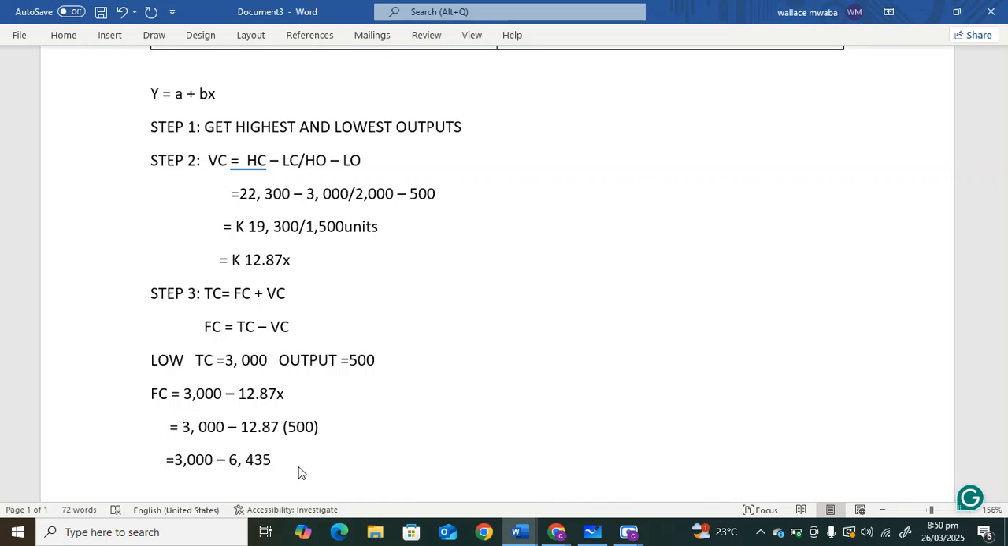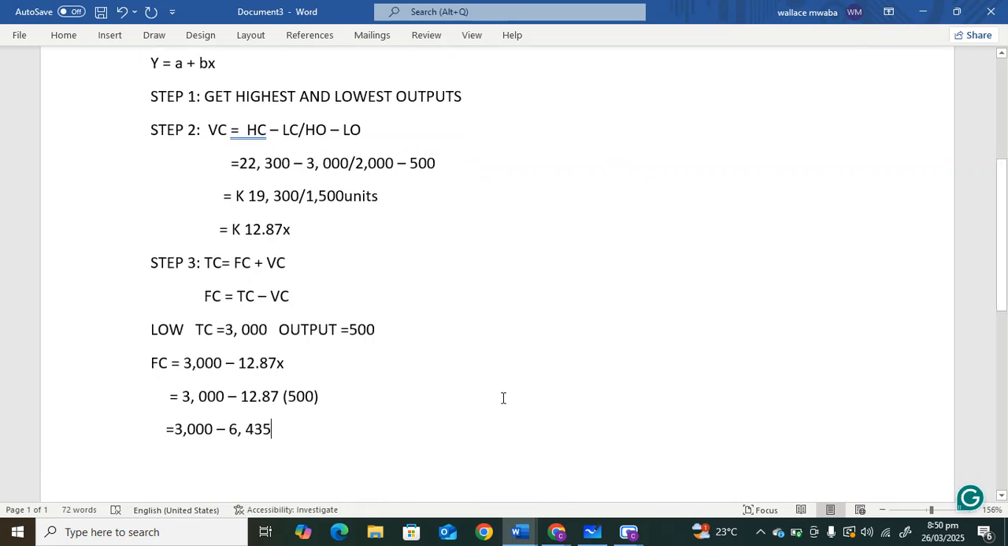Oh, we get a negative fixed cost. Oh yeah, so 3,000 minus 6,435. What do we get? Yes. Although usually with questions you're not supposed to get a negative fixed cost. It means there's some error in the data that was given. But basically this is the process that you do, colleagues.